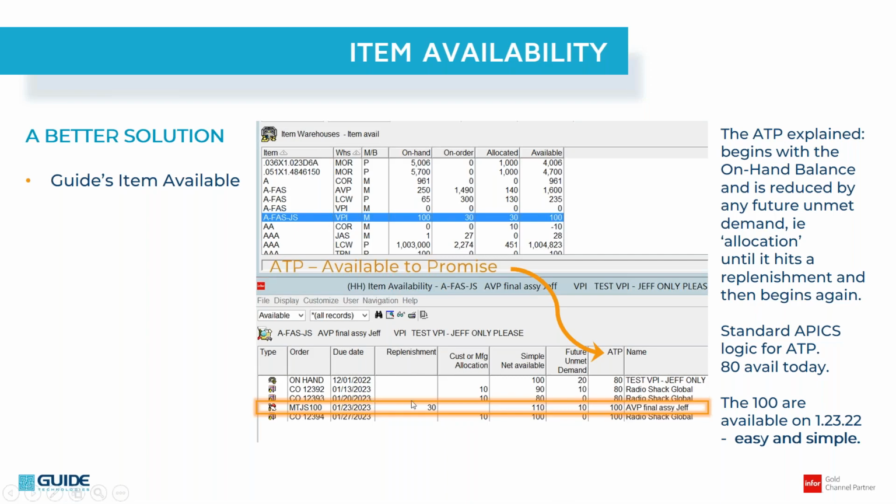Then we come around, and if somebody said, well, when are you going to have 100? Maybe the customer wants 100. Maybe they wanted all that 100. Well, wait a second. I don't have 100 until 1/23, right? There it is right there.